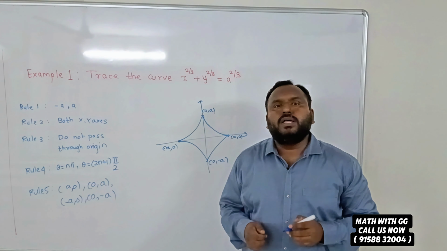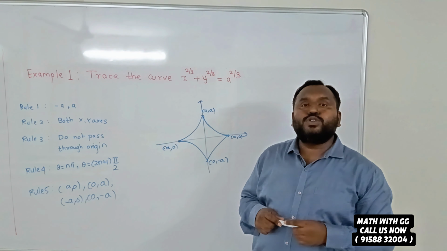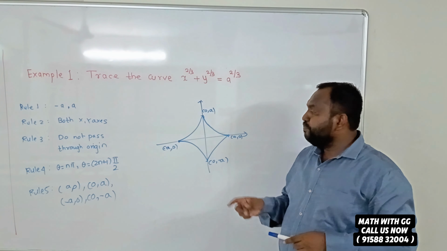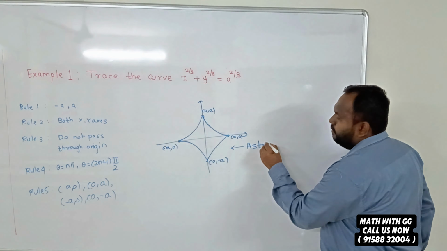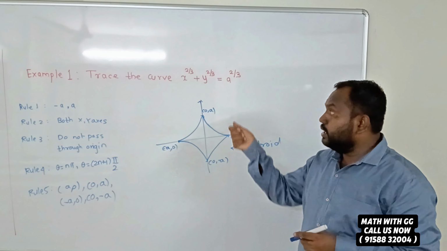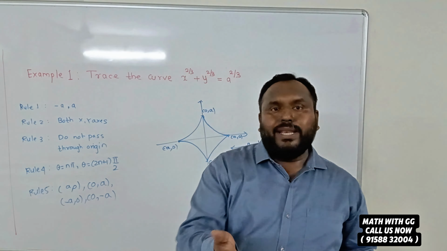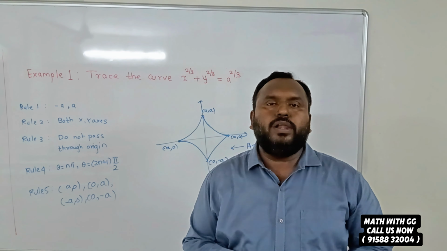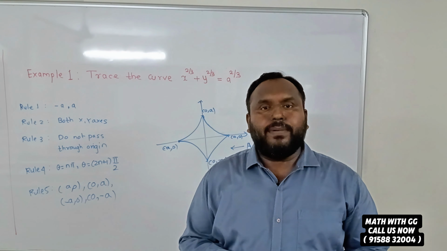So this is the rough sketch of example number 1, x raised to 2 by 3 plus y raised to 2 by 3 equal to a raised to 2 by 3. This curve is called an astroid. If you look at the shape, because of this shape, the curve is known as an astroid. In the next video, we will learn the second example of the type 2 curve, that is, the parametric curve.